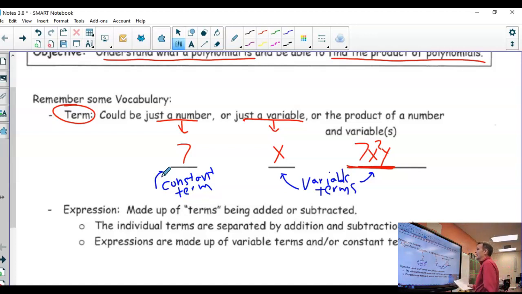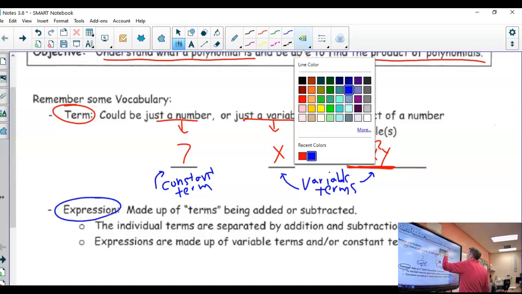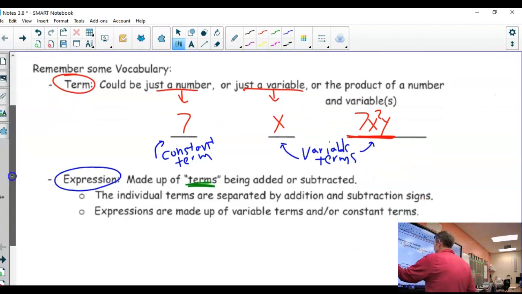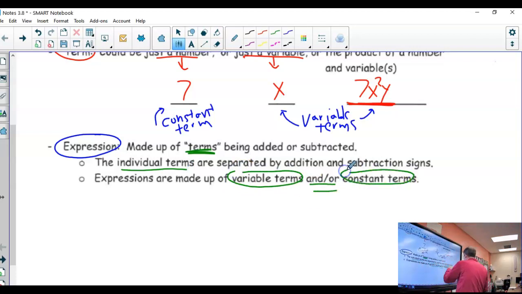And expression, right? So an expression is simply made up of terms being added or subtracted. Let's go down a little bit. Individual terms, you can see, are separated by addition and subtraction signs. And expressions are made up of both variable terms and or constant terms.